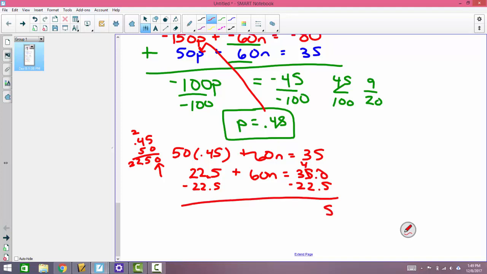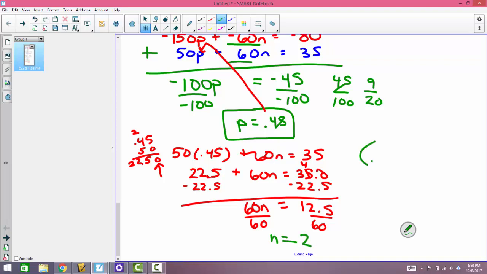So you have 12.5 equaling n. Whoa, hold on, 60n. Divide both sides by 60, and since the bell's ringing, I have no idea what that is, grabbing a calculator. 12.5 divided by 60 is 0.2.